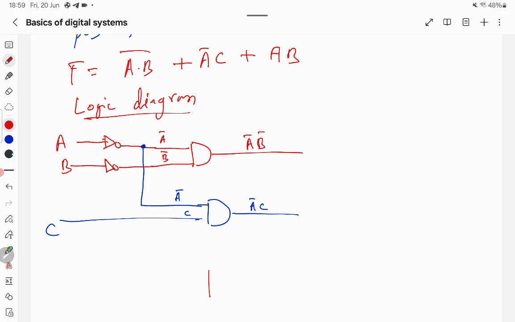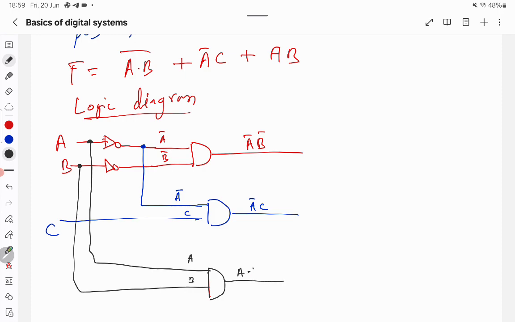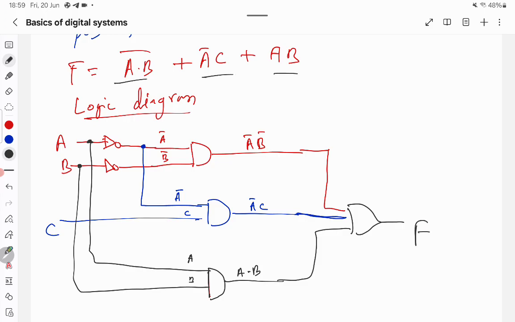And one more gate you need, let's draw in black, which is A and B. Take a wire from A, this is A, so join it here, and take a wire from B and join it here. So this is A and B. Okay, so all the three wires, and the last one, you have to pass through an OR gate, this or this or this, so the output is F. This is the logic diagram, how you will draw it.